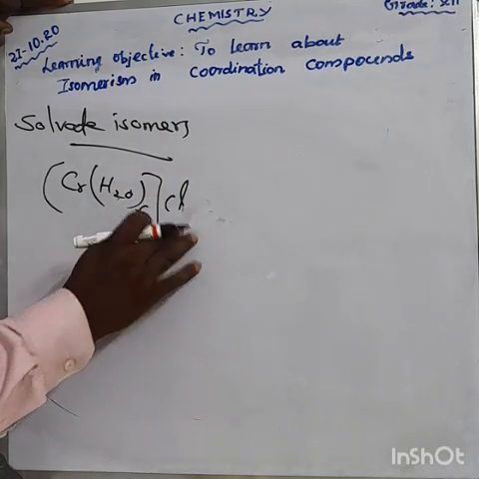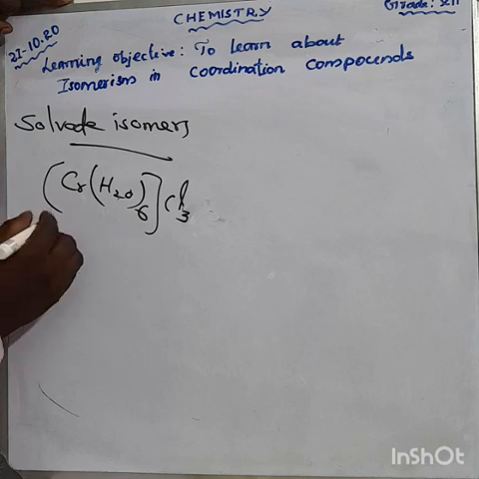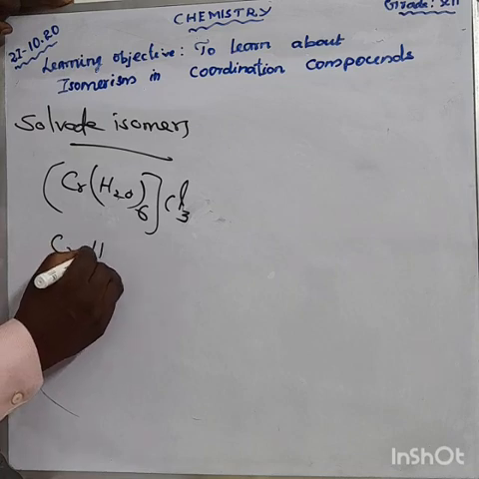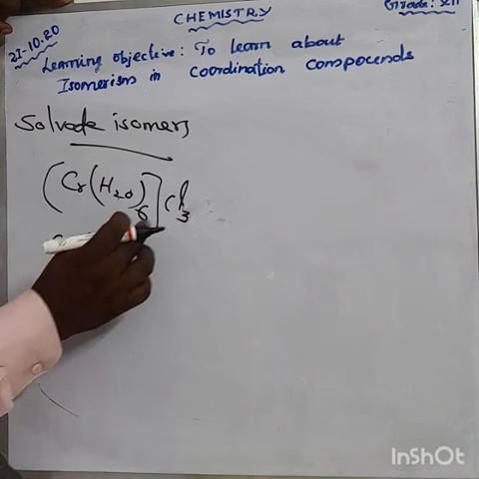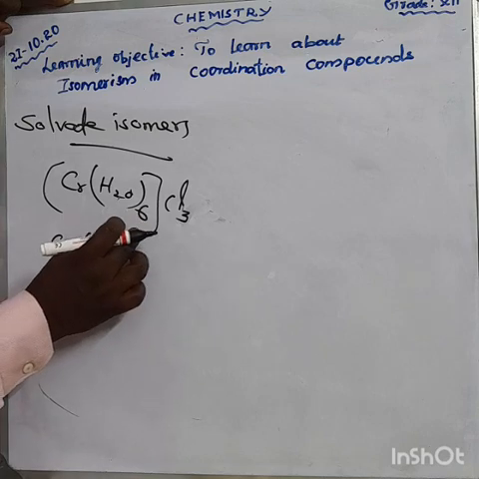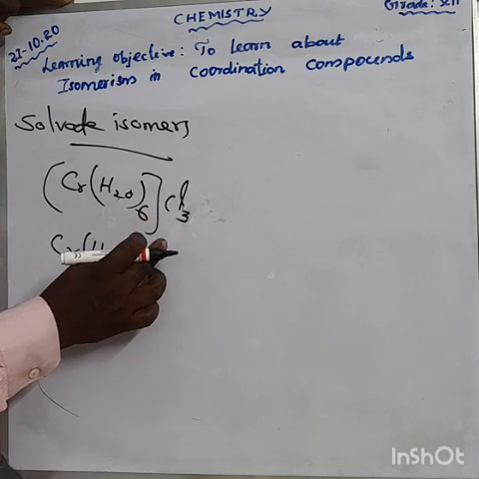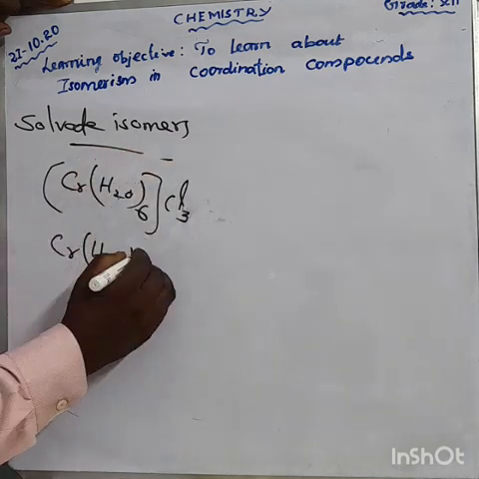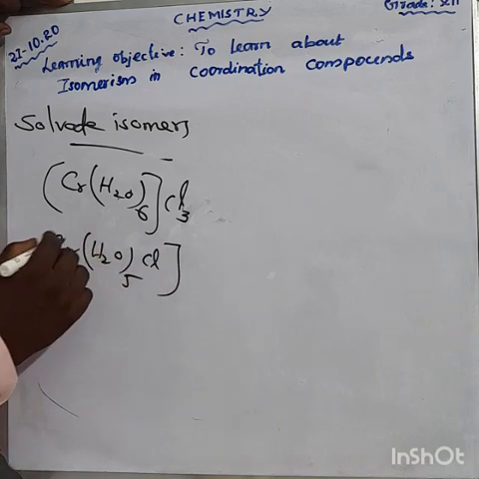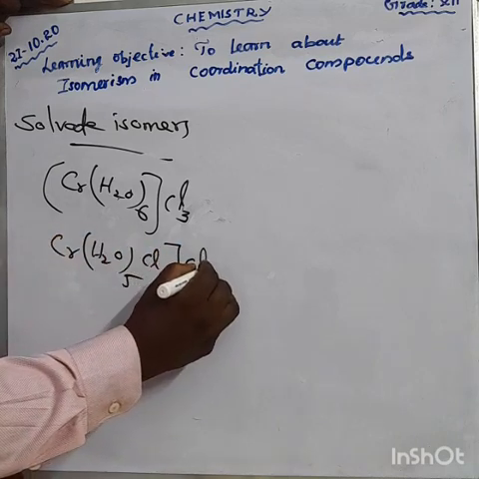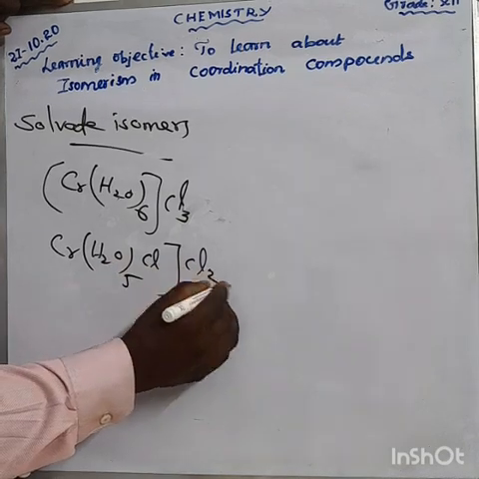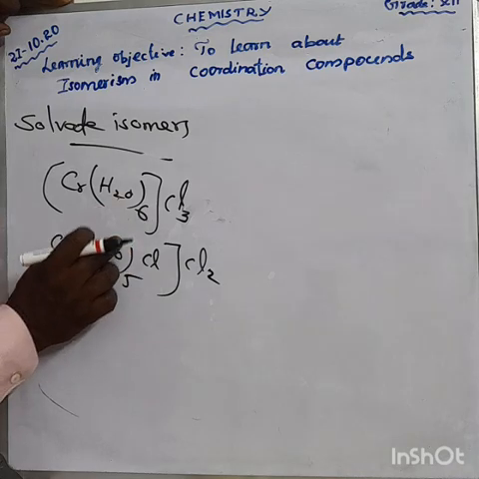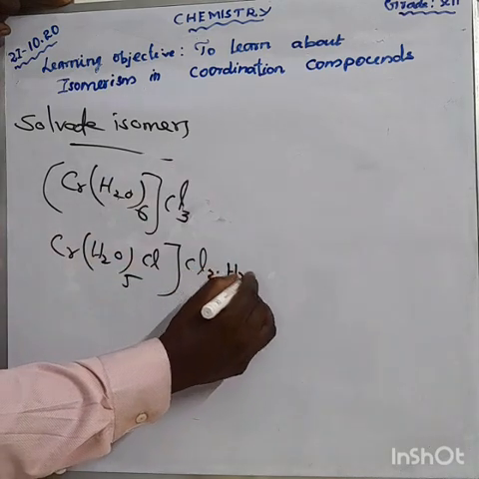Cl3. You can take Cl3. The second one also has 6 molecules of water, but in the next, with 5 water molecules, one of the chlorine will enter inside and one of the water molecules will be leaving outside. So we get Cl and also Cl2. Am I right? One of the water molecules is leaving out.